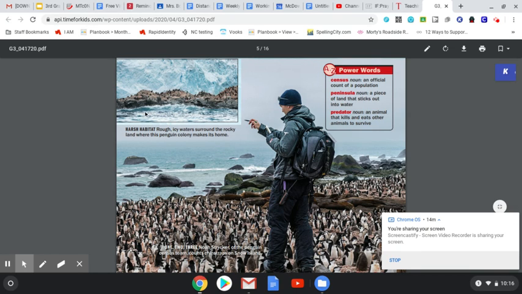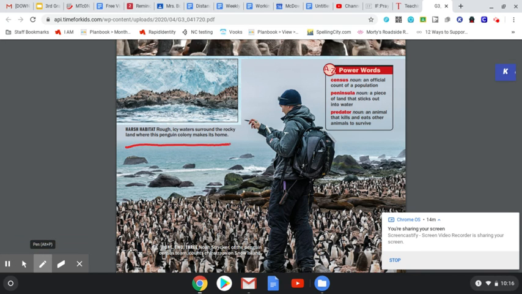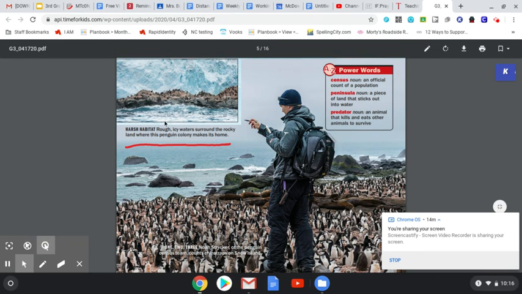Okay, and now I see this little side picture over here, and it has a caption underneath it that I need to make sure I read so I can understand what that picture is. Harsh habitat. Rough, icy waters surround the rocky land where this penguin colony makes its home. Okay, so the colony is living on this rocky piece of land, and there are just rough, icy, cold waters surrounding them. So that would be a hard place to live.